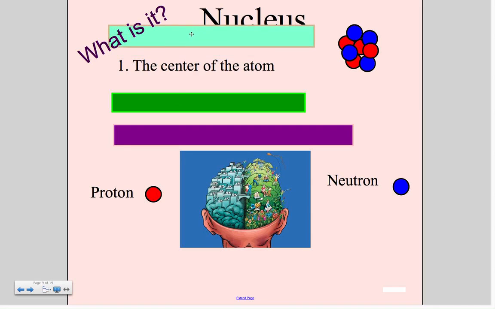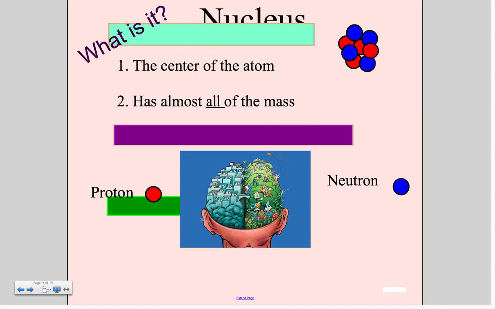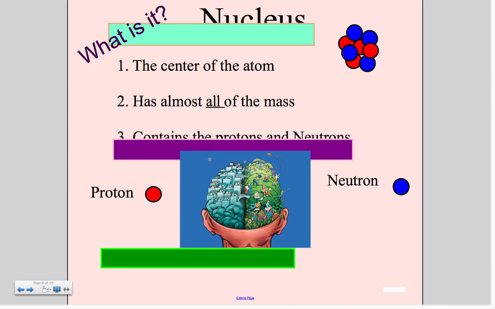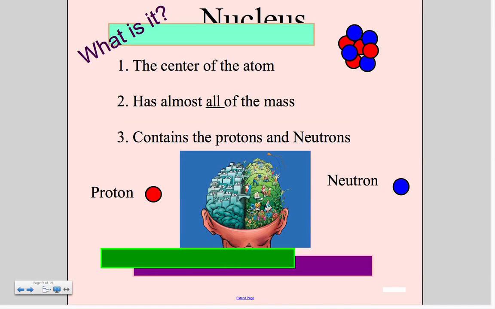So the nucleus is at the center of the atom. Hopefully you remember that. It has almost all of the mass. So if you looked at the periodic table and you look at lithium, its atomic mass is 6.99 something. So we round that up to 7. So that 6 point is the atomic nucleus, and then the 0.99 is all of the electrons on the outside. And then it contains both the protons and the neutrons.